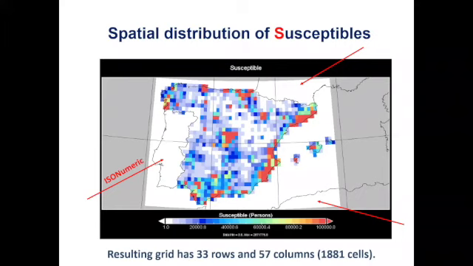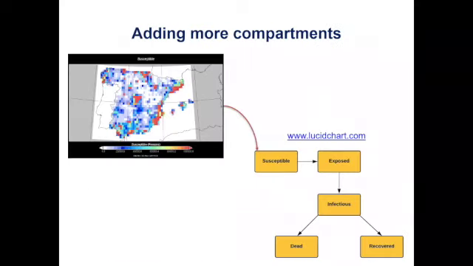No immigration or emigration. The resulting grid has 33 rows and 57 columns for the spatial domain, which roughly translates to 1800 cells. And what you see on the screen is the spatial distribution of the susceptibles. We use this as one of the compartments and add more compartments.